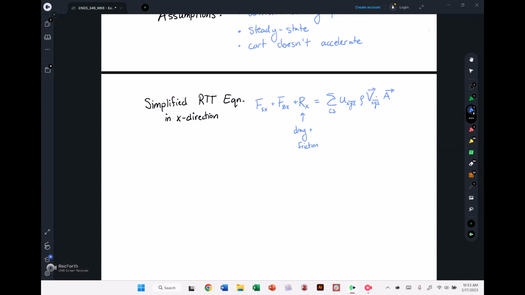We can simplify this a little bit further. We're all at atmospheric pressure. Atmospheric pressure, so 0 gauge pressure. So the surface forces from pressure are going to be 0.